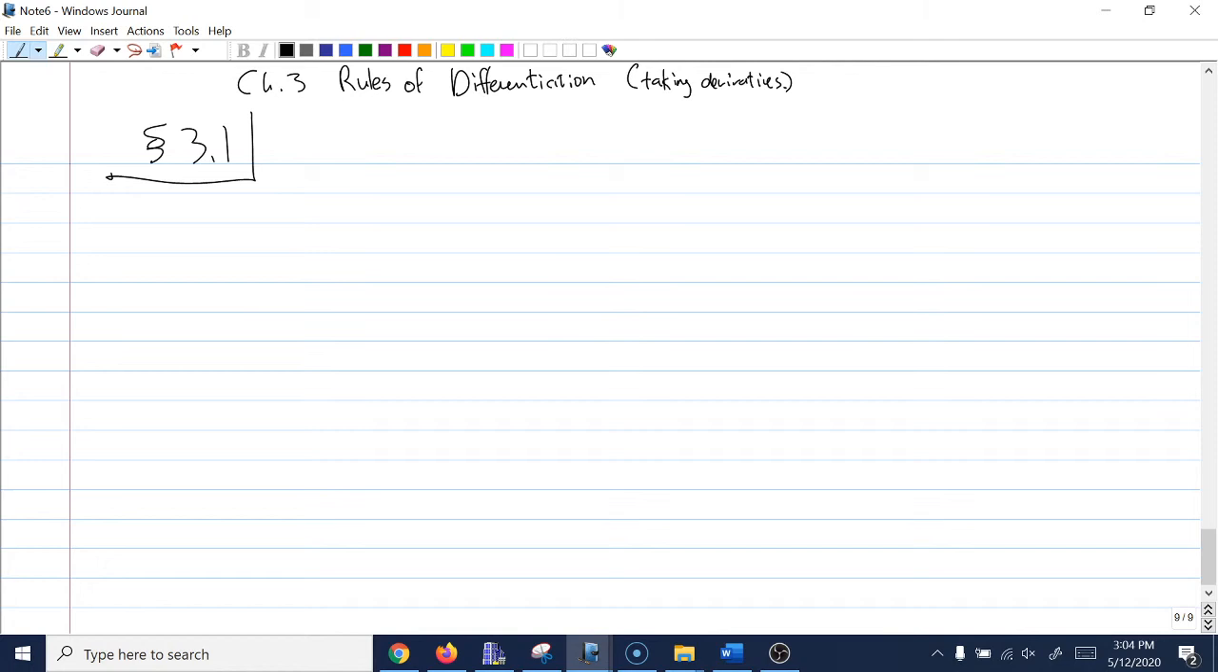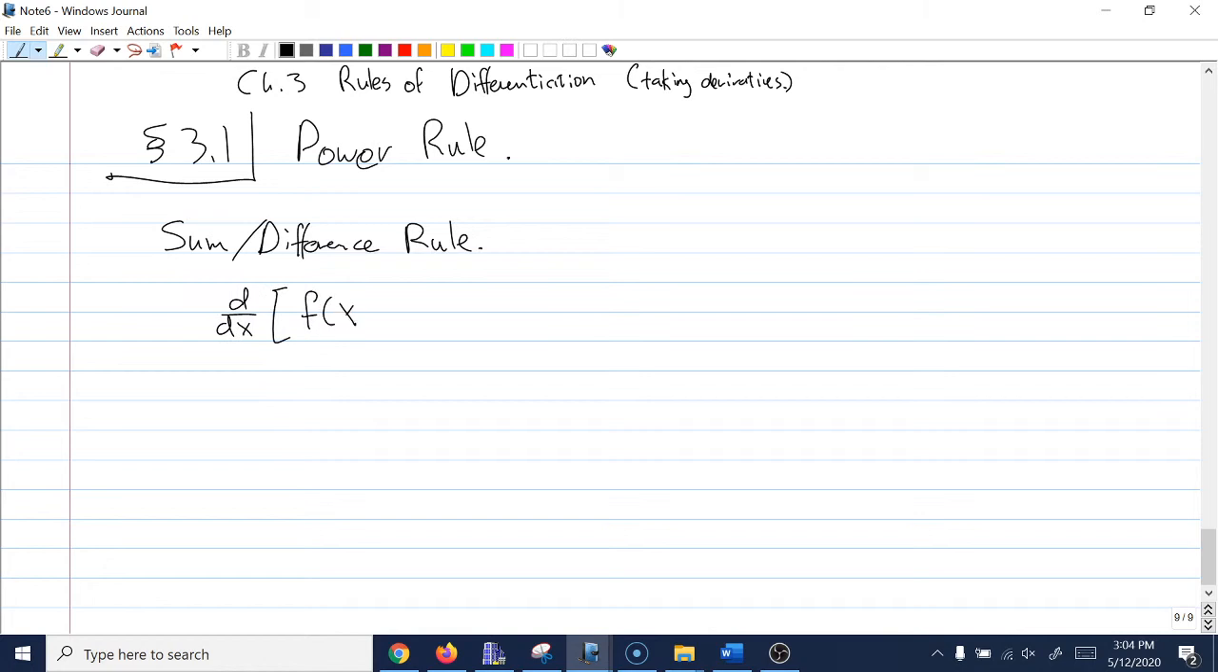And these new skills are looking at a function and writing down its derivative. And the first rule this chapter is going to be called the power rule. But before that, we have the sum difference rule. The sum difference rule is that the derivative of some function plus some other function is the derivative of the one function plus the derivative of the other function. And if it's a minus, then it's a minus.